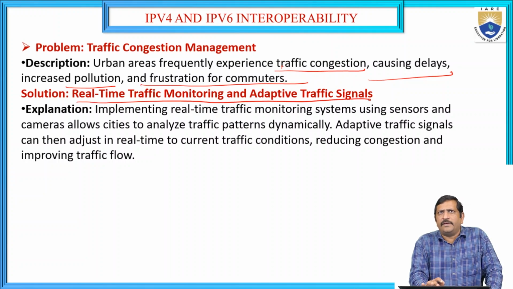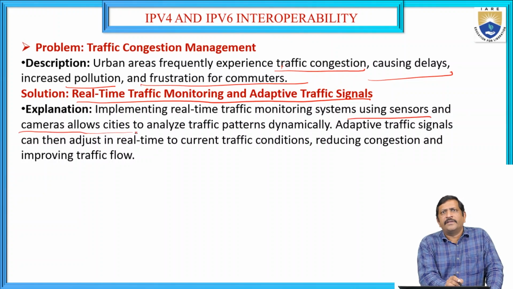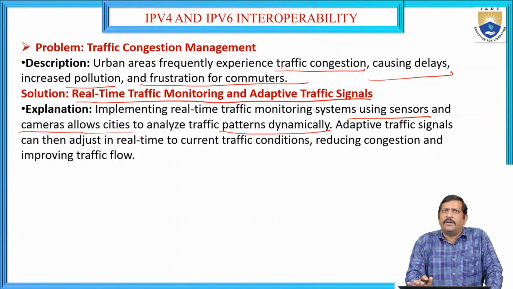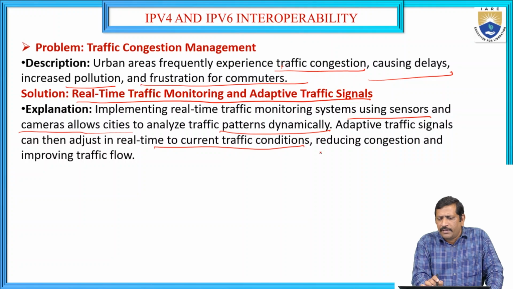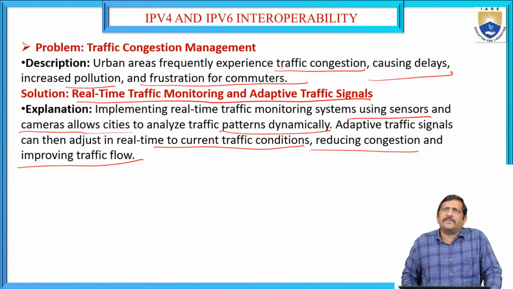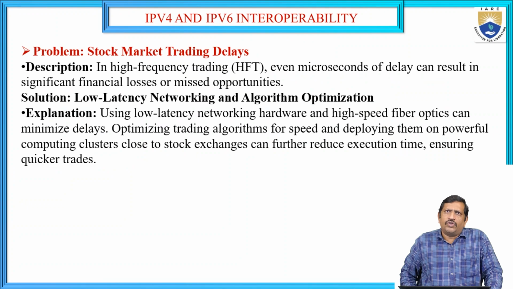Here we are also utilizing IPv4 and IPv6 interoperability. Implementing a real-time traffic monitoring system using sensors and cameras allows cities to analyze traffic patterns dynamically. With the help of the sensors and cameras, we can scan the traffic and give signals to overcome congestion. Adaptive traffic signals can then adjust in real time to current traffic conditions, reducing congestion and improving traffic flow.